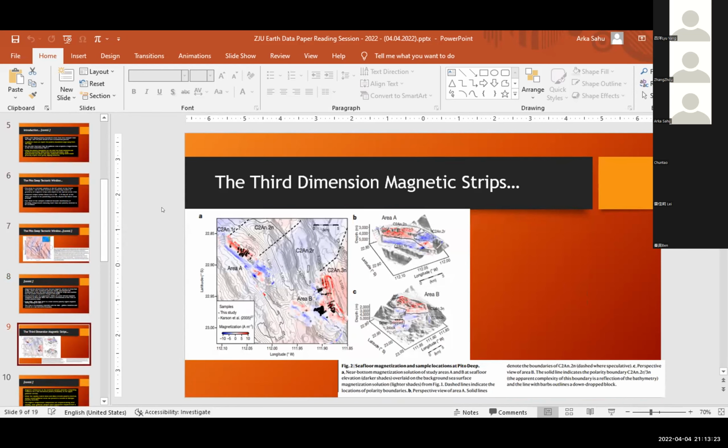Here are the 3D, or third dimension, magnetic stripes being shown. In figure A, the near-bottom magnetization solution of two zones, A and B, are shown. Basically chron 2An and 2r fall under area A, and 3n falls under area B. The dashed lines locate the polarity boundaries where the reversals have happened. And in figure B, you can see the three-dimensional structure of area A and area B, and the related magnetic polarities that were observed.